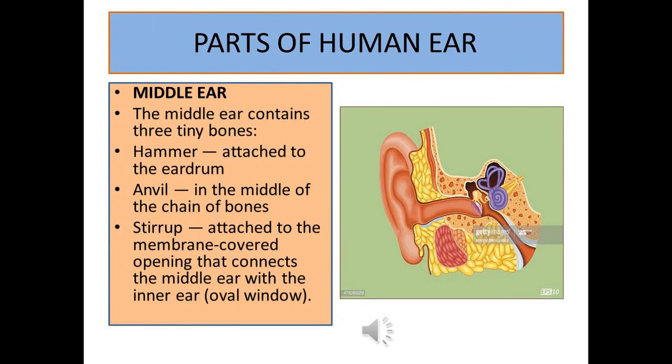Middle ear. The second part of the human ear is called the middle ear. It consists of the following parts. The middle ear contains 3 tiny bones. Hammer, attached to the eardrum. Anvil, in the middle of the chain of bones. Stirrup, attached to the membrane-covered opening that connects the middle ear with the inner ear, the oval window.